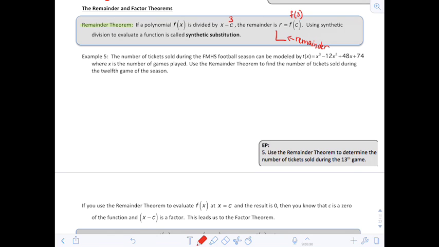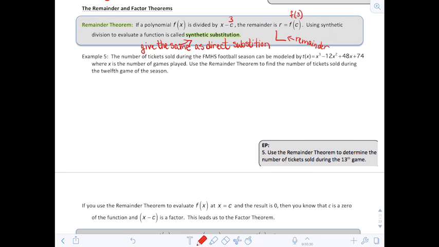So using synthetic division, we're now going to evaluate a function, and we're now going to call this synthetic substitution. So the process is the same, we're just looking for a different result. We're going to use the result in a different way. This will give the same result as direct substitution, when you directly substitute in an x value. Okay, so let's take a look.